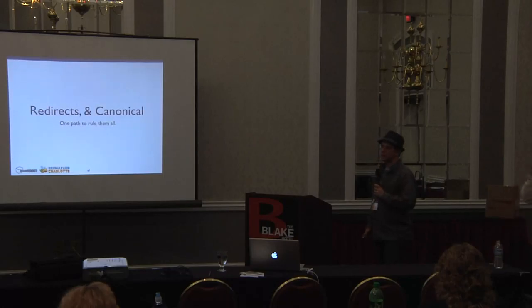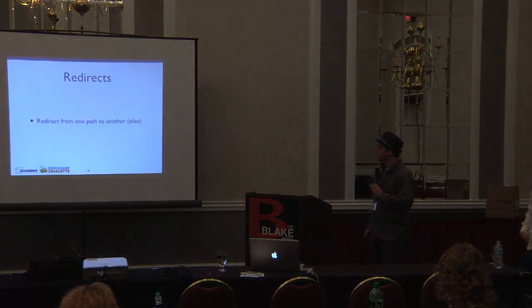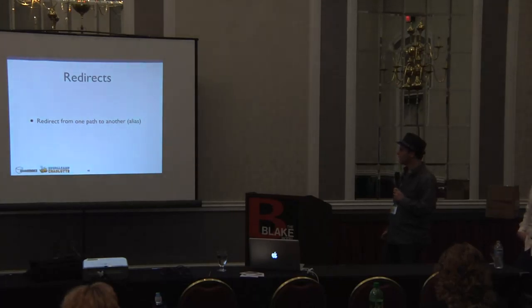So we talked about making some clean URLs and preferably even human readable paths with path and path auto. And now we can talk about redirects and canonical. So with redirects, you can redirect from one path to another. So it's possible for some reason that you're going to want to have multiple different paths to get to the same page. And you can do that with aliases.